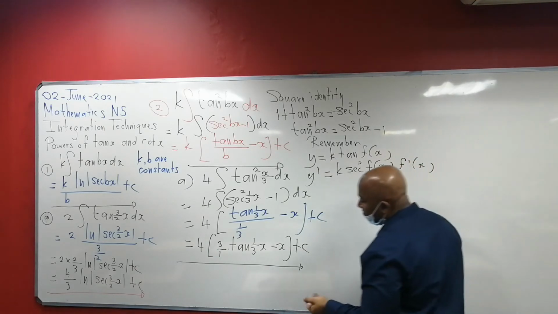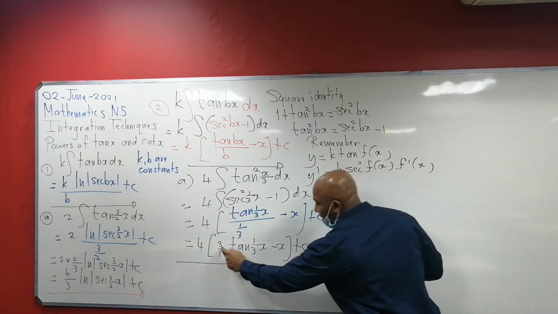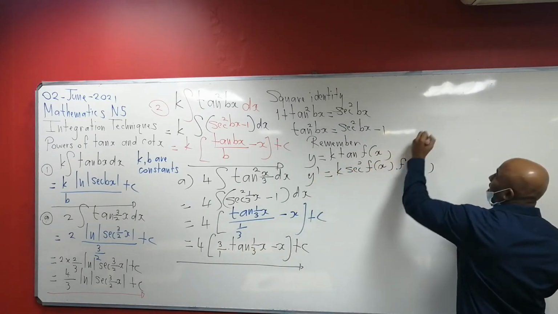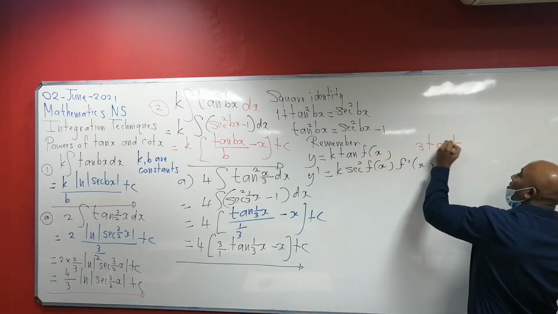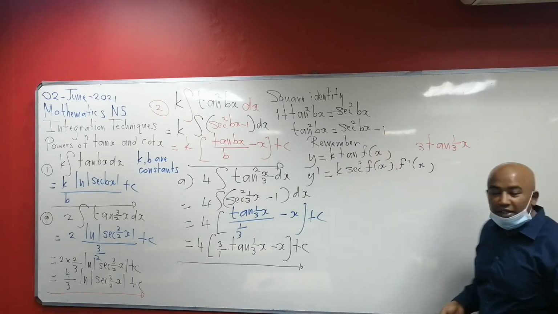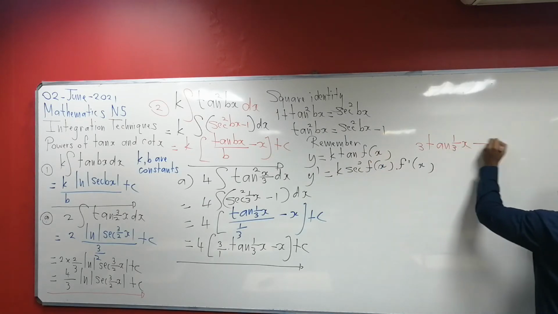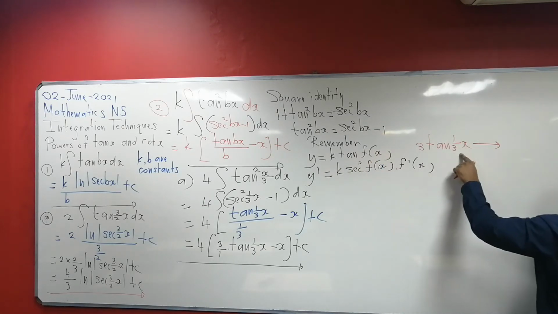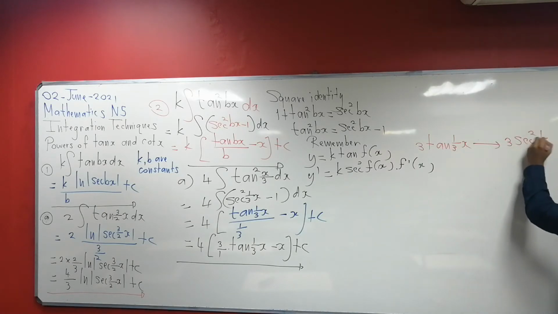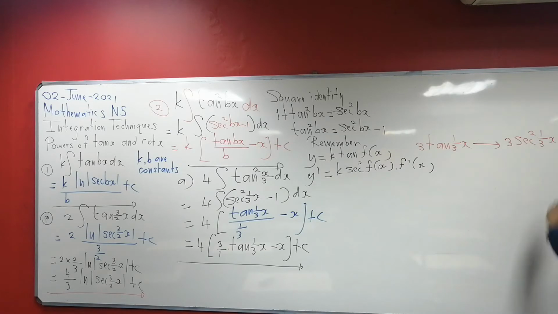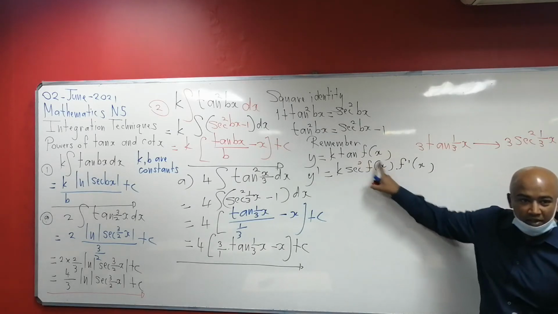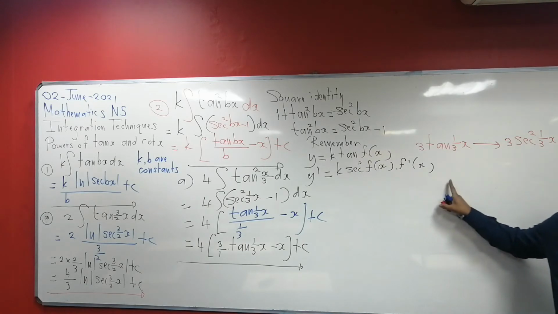So here, if I want to differentiate 3 tan 1 over 3x, which is my k tan f of x, then you differentiate this. The derivative of 3 tan 1 over 3x will be 3 times sec squared 1 over 3x times, so where am I at the moment? I'm at k sec squared f of x times f prime x.